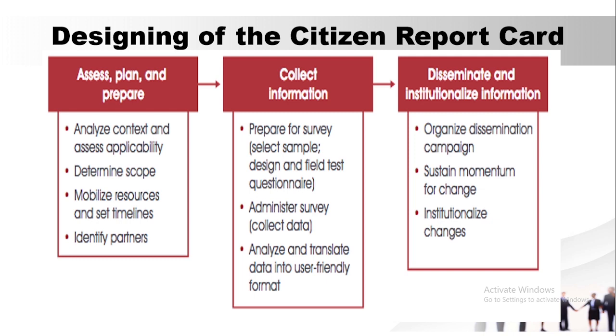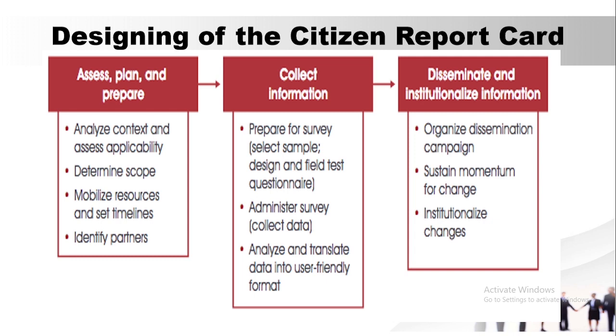Then after you've assessed, planned, and prepared, you collect your information. You prepare for a survey, select a sample, and design a field test questionnaire. So after you've done the analysis, you determine your scope, you have the resources, you prepare your survey. You select a sample that maybe you're going to look at 2,000 citizens. This sample is going to be taken from 2,000 road users.